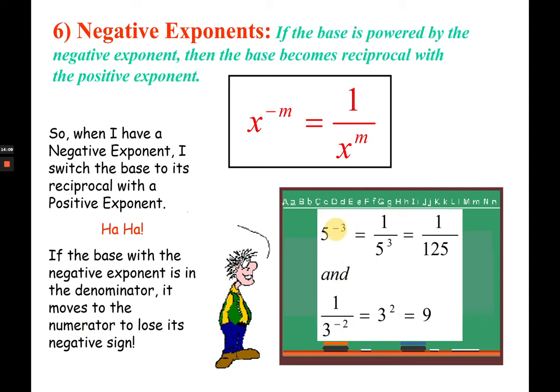5 raised to negative 3 goes down and loses the negative sign. 5 cubed is 125. If the exponent expression is in the denominator, it becomes a numerator, or it becomes reciprocal. 3 to the negative 2 becomes 3 squared over 1 and loses the negative sign. That's it, 9.